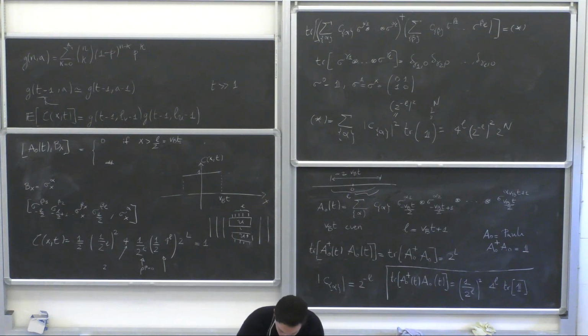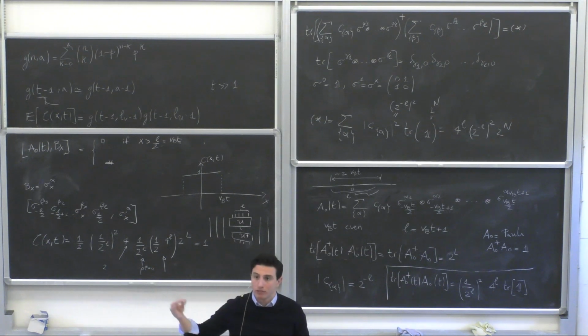Okay, so this motivates why people, when they talk about OTOCs and they talk about chaotic dynamics, say that for chaotic dynamics, OTOCs should go to 0.